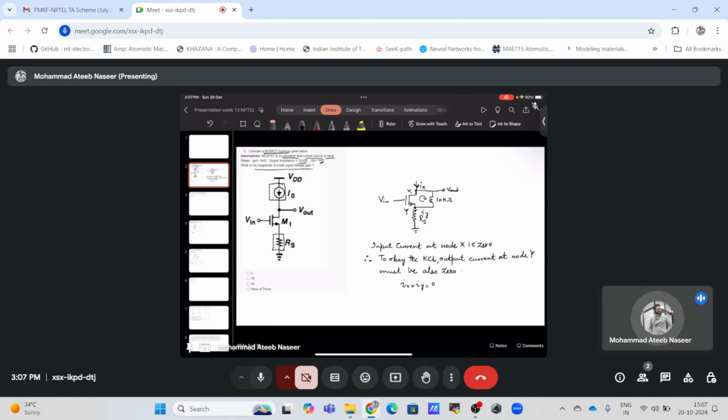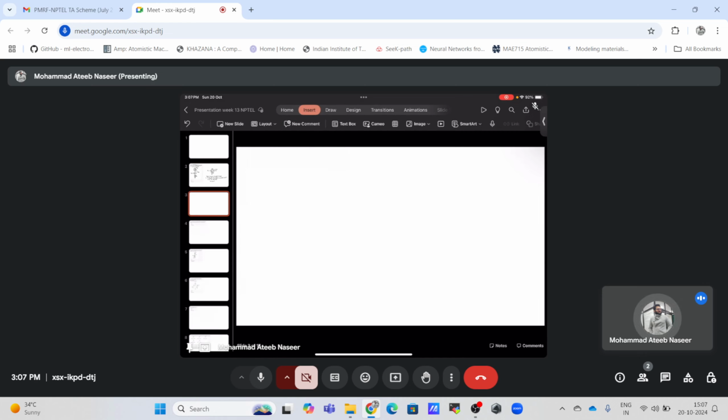If I draw the small signal model for this, it will simply be like this. This is my N-type MOSFET, this is my Vout. My RS is gone, because there is no current flowing through RS. So this is a good problem that has been provided to us. RS is gone, so it is simple.